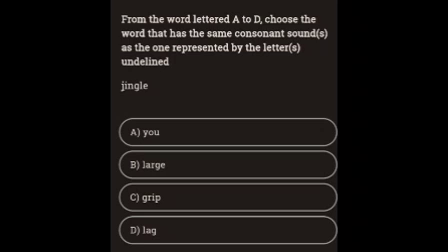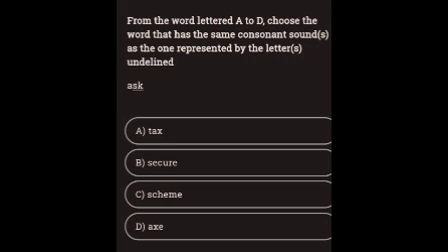Our answer to that question is option B, large. That is because large contains consonant J as underlined in the word jingle. So we have you, and you does not contain J. Grip does not contain J. And leg does not contain J. But large contains J as in jingle. Alright, so that is the answer.